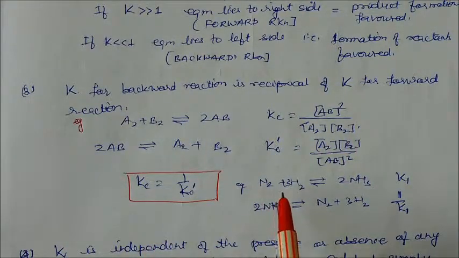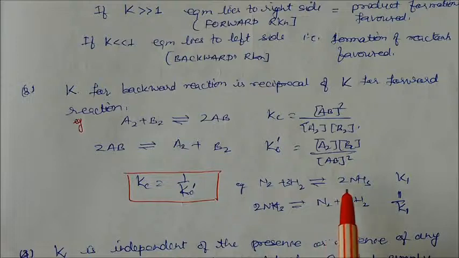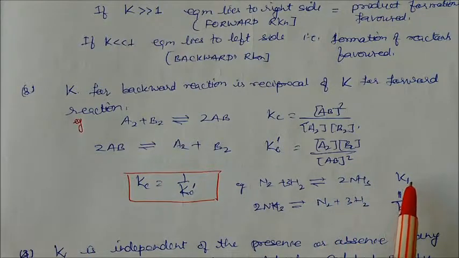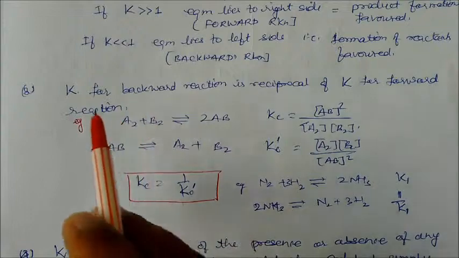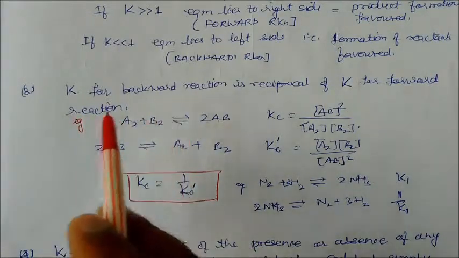Similarly, we can take the case of N2 plus 3H2 is equal to 2NH3. This is K1. Again, if you take the reverse process, then we have to write 1 by K1. So this is also one of the important mathematical approaches for the equilibrium constant of forward and backward reactions.